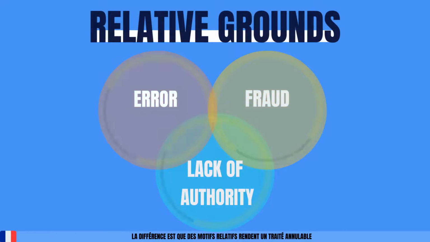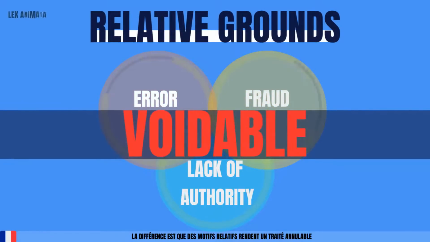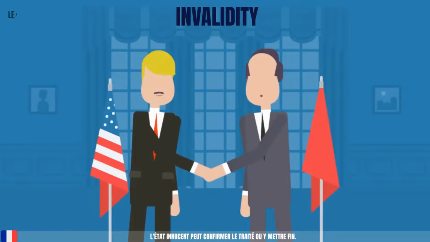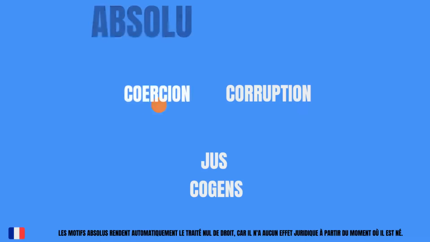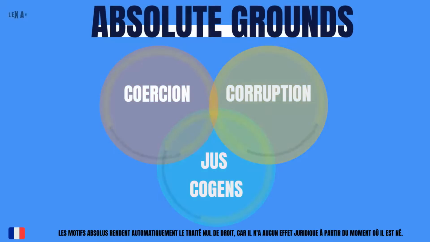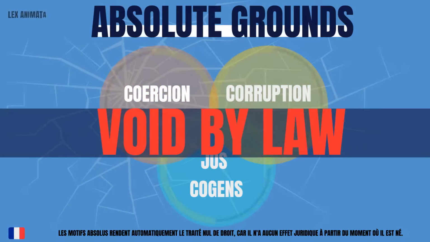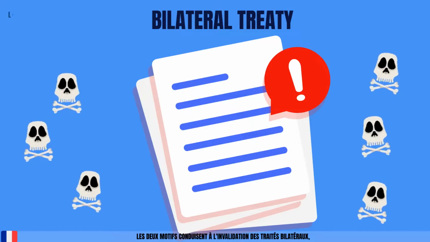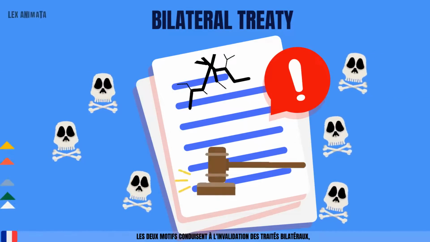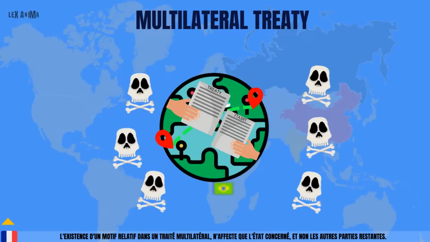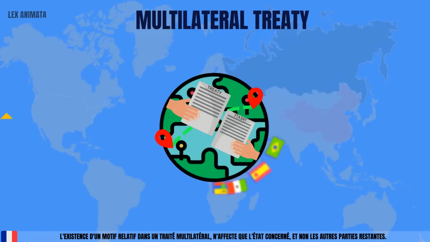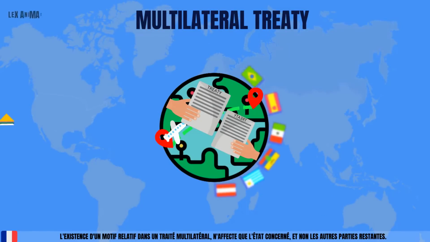The difference is that relative grounds render a treaty voidable, therefore the innocent state can affirm the treaty or terminate it. Whereas absolute grounds automatically render the treaty void by law, as it has no legal effect from the time it was born. While both grounds lead to the invalidation of bilateral treaties, the existence of a relative ground in a multilateral treaty affects only the state concerned, and not the other remaining parties.